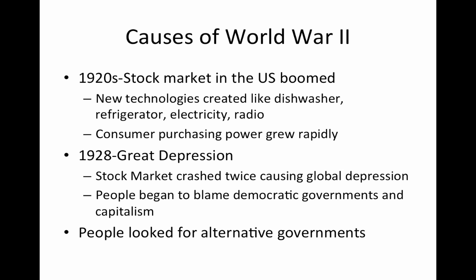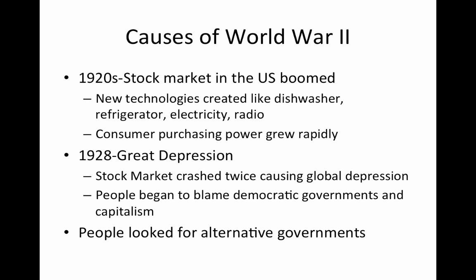The economic catastrophe took place in the 1920s. The stock market in the U.S. had boomed, and this led to new technologies like the dishwasher, refrigerator, electricity, and the radio. Consumer purchasing power grew rapidly during this time as people's wages rose. But then in 1928, there was the Great Depression in the United States. The stock market crashed twice, causing a global depression to take place.